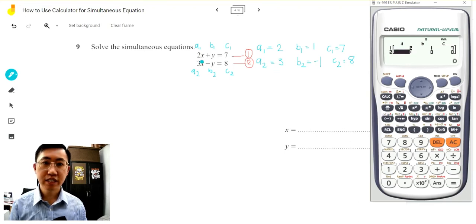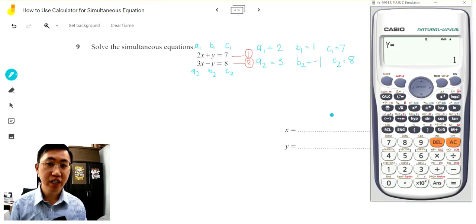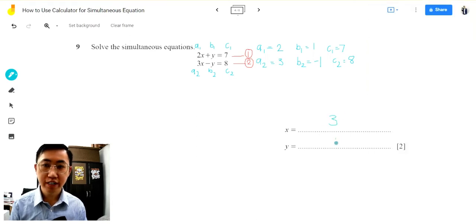Now A2 is this one, second row. We got to put in 3, equal. Now B2, be very careful in front of Y and there's a negative there. So there's actually negative 1. So put in negative 1. And finally C2 is going to be 8. So let's put in 8, equal, equal again. Now you get the final answer already. So X is actually 3 and Y is 1. Quickly log in. X is 3, Y is 1. And then go on to do your working and make sure they are matching with the final answer.